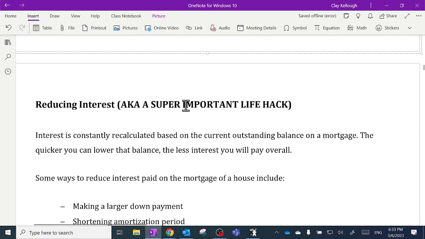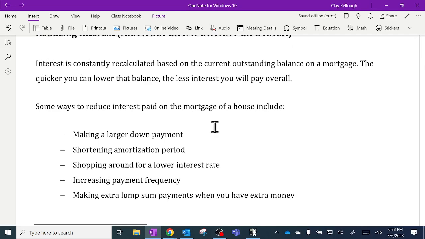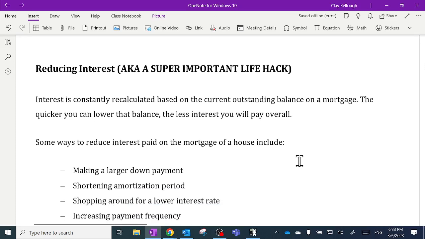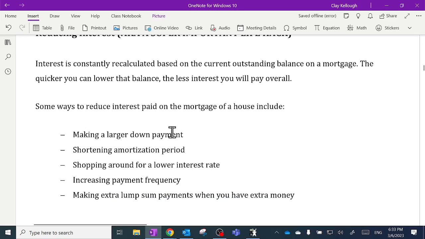Reducing interest, aka a super important life hack. First of all, interest is constantly recalculated based on the current outstanding balance on the mortgage. Again, that's how compound interest works. The quicker you can lower the balance, the less interest you will pay overall. So, what if you made a larger down payment?